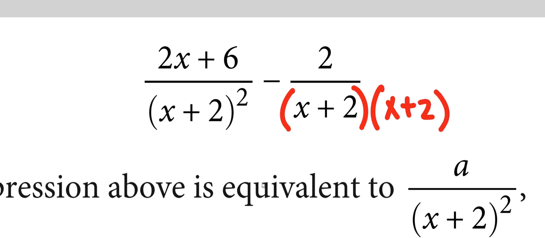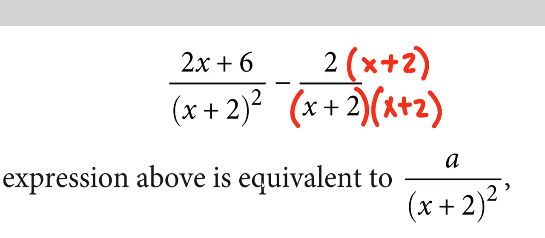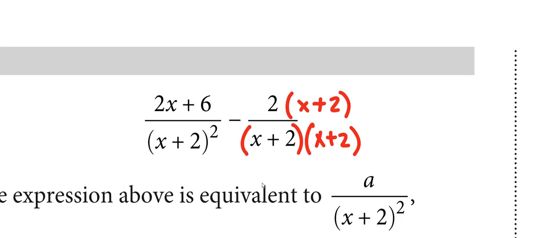Now, I know that that results in a square when you multiply two things times each other, but the reality is you're missing an x plus 2. What number will we be distributing to the parentheses? Oh, negative 2.